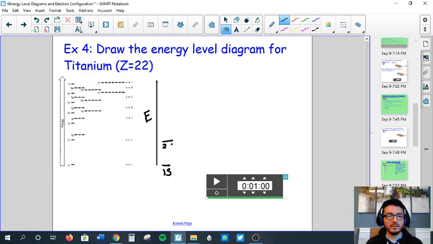Then 2s. You might want to leave some more space. Okay, now 2s, and then we have to remember that in the second energy level, we have not just the s orbital, but we also have the p orbitals, and they are slightly higher in energy, so they should be written slightly higher up and off to the right.